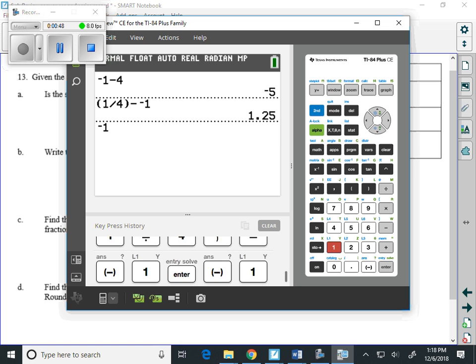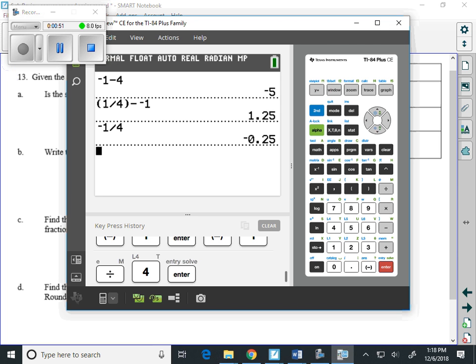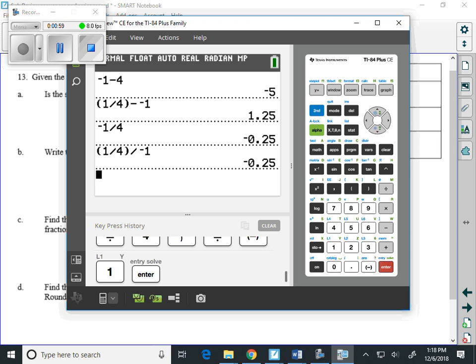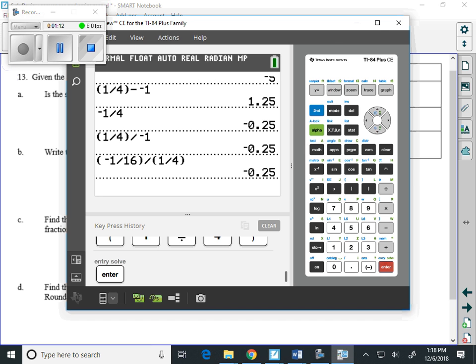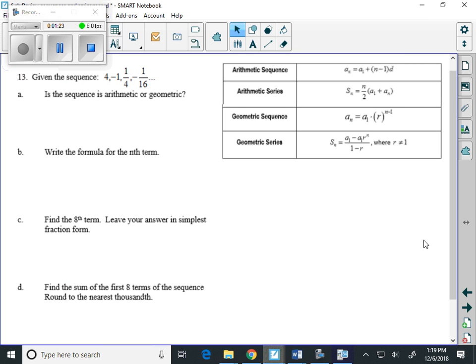So it's -1 divided by 4. We've got 1/4 divided by -1. We have -1/16 divided by 1/4. But every single time we end up with -0.25, which, if you prefer, is -1/4. So let's fill that in here. This means that what we're working with is a geometric sequence.